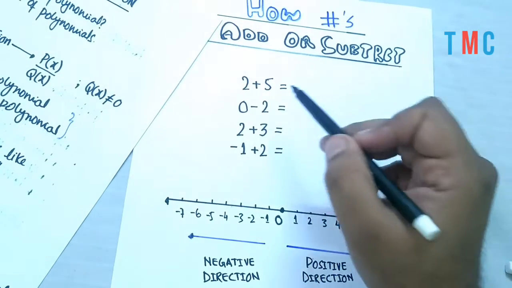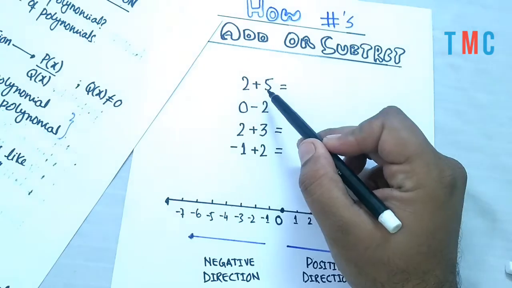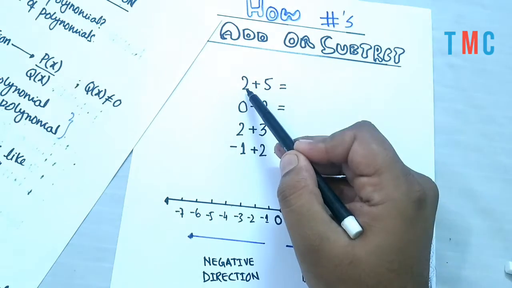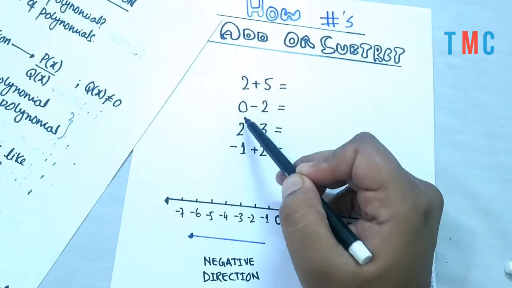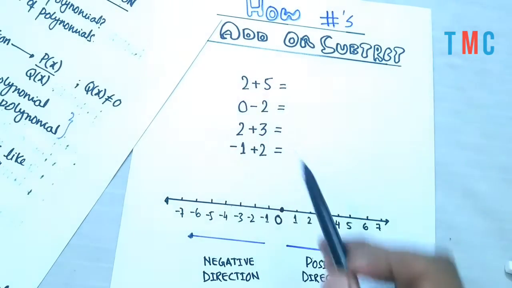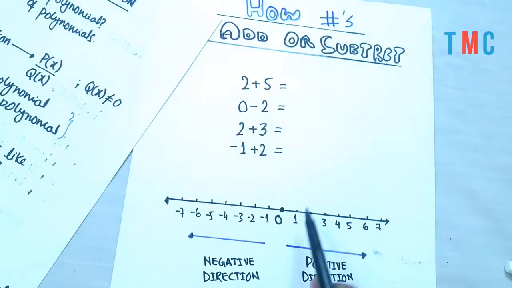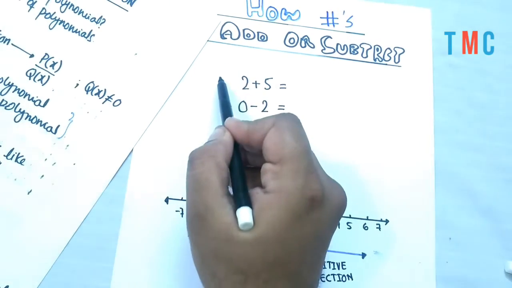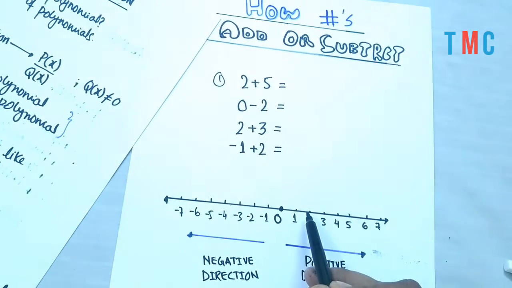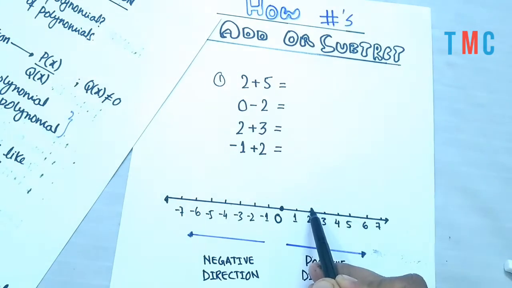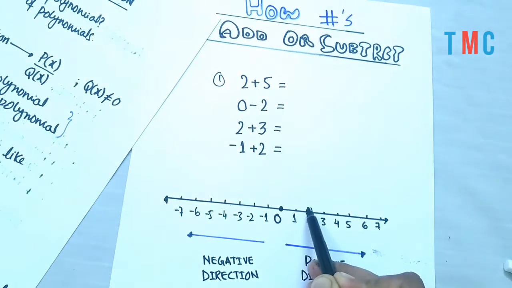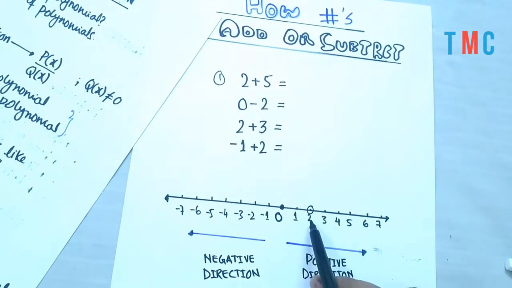Now I take the very first example, that is 2 plus 5. I am asking you about the first number on the left hand side: in the very first example the 2, in the second example the 0, in the third example 2 again, and then -1. They are the numbers where I have to start my calculation. If I take the very first example, 2 plus 5, that means I have to start my journey just on the 2. Suppose that I am going to start my journey from point 2, so I have circled the 2.